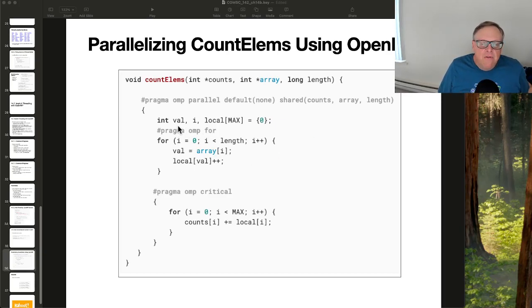But anyway, so val and i are just local. And so you've got this part here that is now going to be parallelized easily. And this is how you do it. Instead of having mutex lock and mutex unlock, you just mark it critical, and it will allow only one thread to use this code at a time.